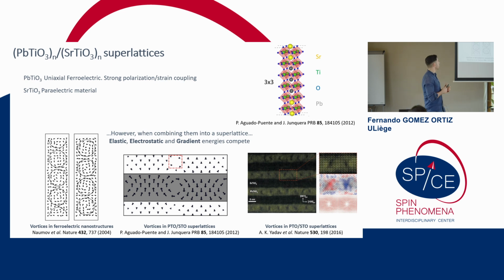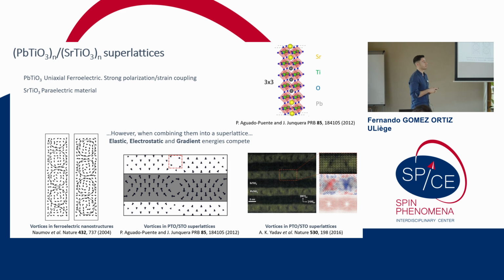So in bulk, lead titanate is a uniaxial ferroelectric, which means that the polarization is mainly pointing along the Z direction, and it has a strong polarization strain coupling, so around 5% along the Z-axis. So this makes it very difficult to tilt the polarization. You have to pay a high elastic energy cost. Bulk strontium titanate, on the other hand, is paraelectric, so it shows no polarization.